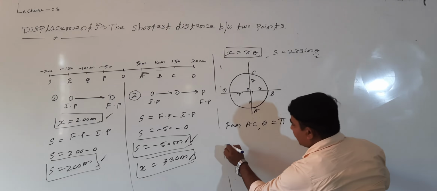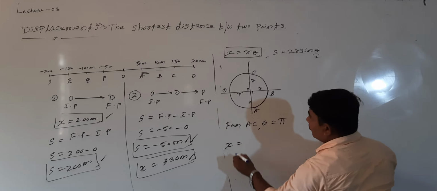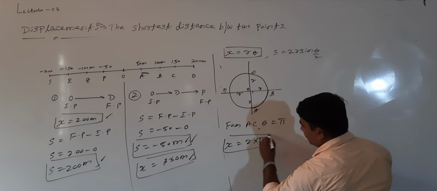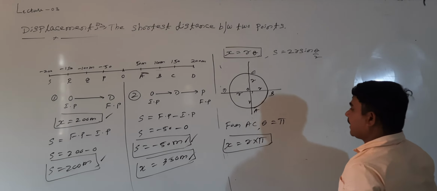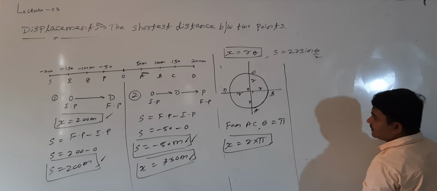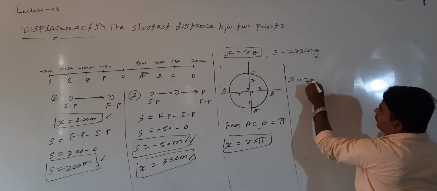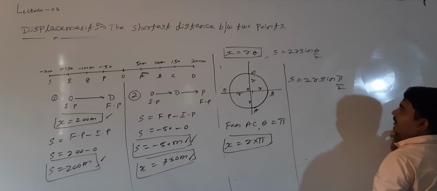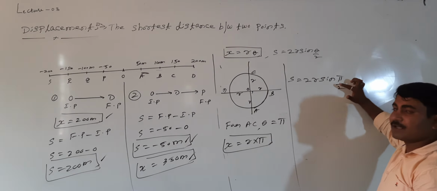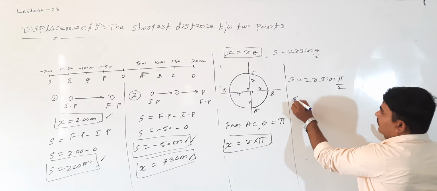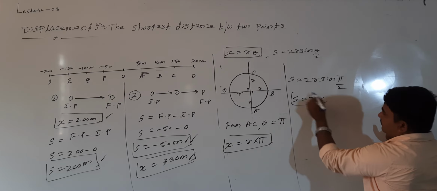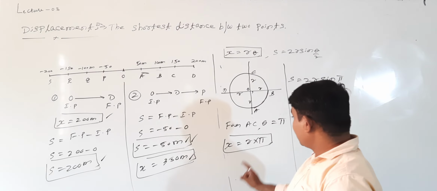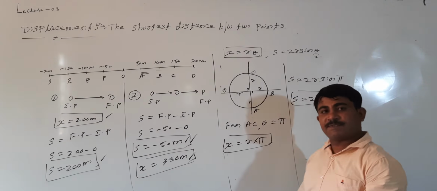What is the distance here? Distance equal to R into pi. Right? Come to the displacement here. Displacement S is equal to 2R sin(theta by 2). Theta means pi, so sin(pi by 2), which is sin 90, which is 1. S is equal to 2R. You got this formula and this formula in the previous class.